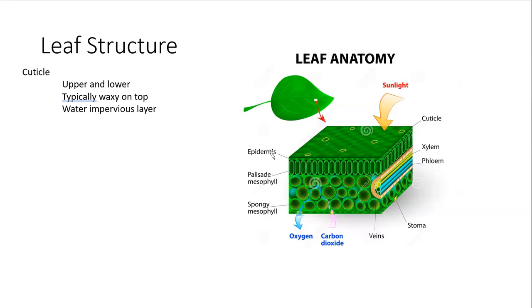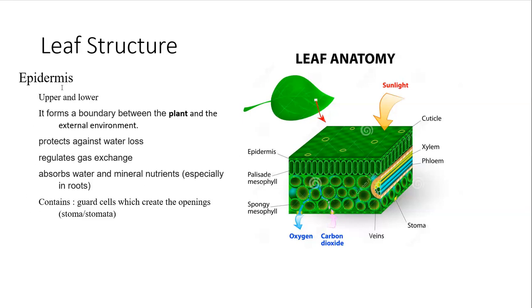Okay, now just below the cuticle is the epidermis. There's an epidermis on the upper and lower sides of the leaf. Okay, and it forms a boundary between the plant and the external environment. So it's a layer of cells that forms a boundary between the inner plant structures, where in this case, in the leaf, photosynthesis is occurring, and the outside, where there's heat or moisture or cold. So it's a protective layer.